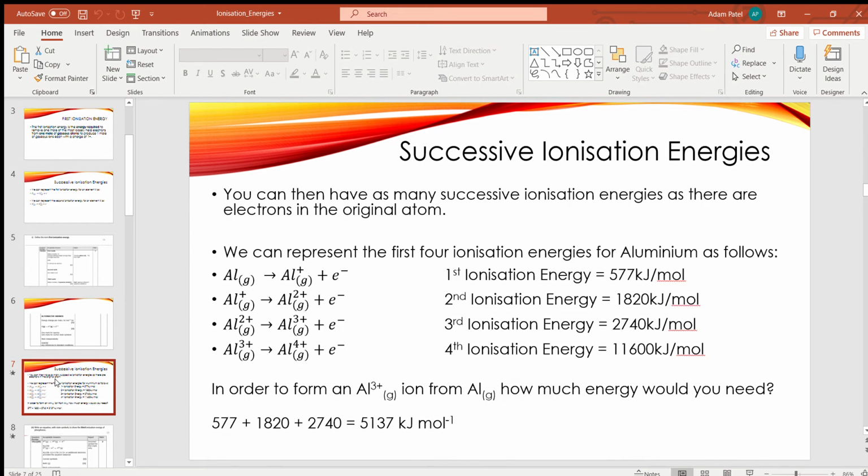So as you can see, when you work out the energies needed for Al to form Al3+, for example, we have to look at the successive ionization energies, which allow us to form Al3+ from Al. So Al going to Al+, going to Al2+, Al2+ going to Al3+. So three separate equations there that we need to take into account.